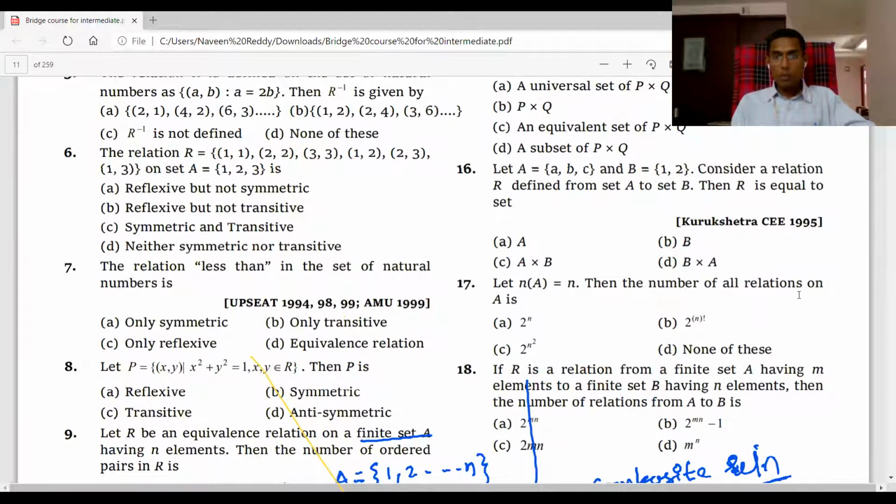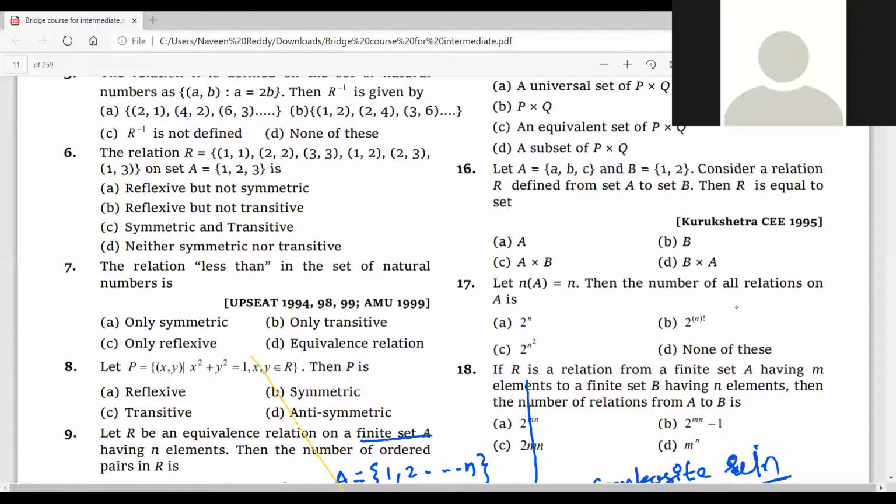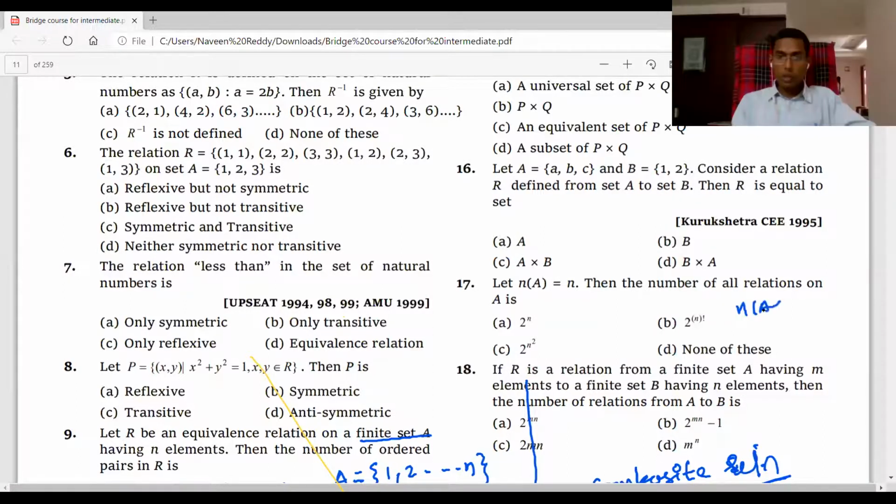So the number of relations on A, we already discussed. From A to A, no? A to A means A cross A. So A to A means n into n, n square elements will be there. So if we have n square elements, then 2 to the power of n square subsets, all are relations.